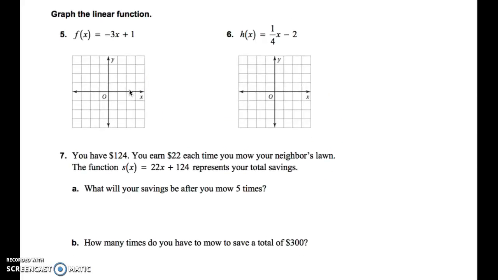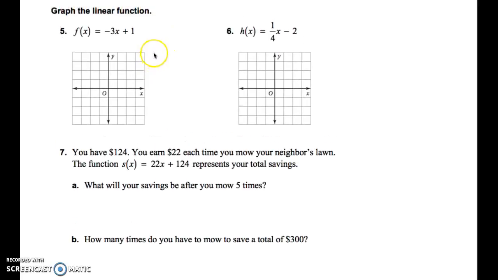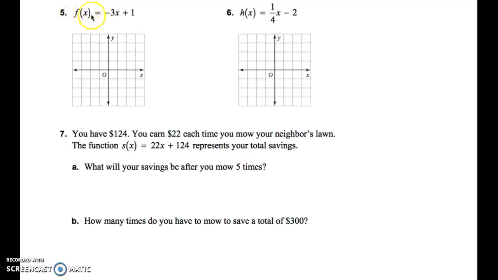And you graph these just like you would a regular linear equation, okay? This f of x, remember, I could just replace that with a y, and it would be the exact same thing for graphing. So plot your y-intercept first. Your y-intercept is a positive 1. And then use your slope to get to the next point. My slope is negative 3, so I would go down 3 and right 1. And there's my line. Pretend that that's straight. Okay, number 6. Plot my y-intercept, which is negative 2. And my slope is 1/4, so rise 1, run 4. There you go. Done.